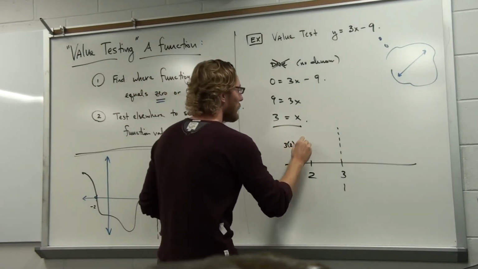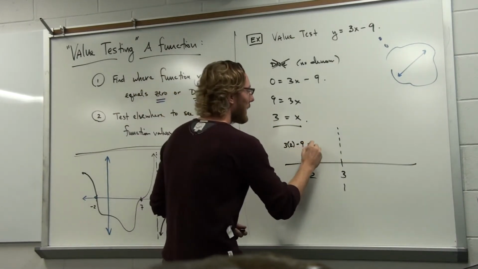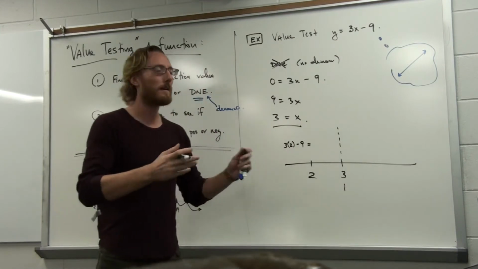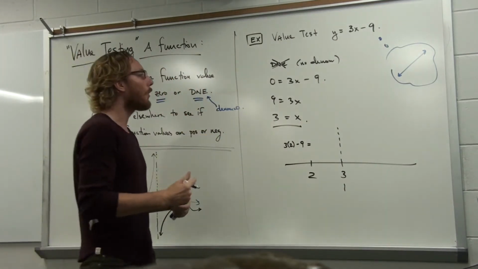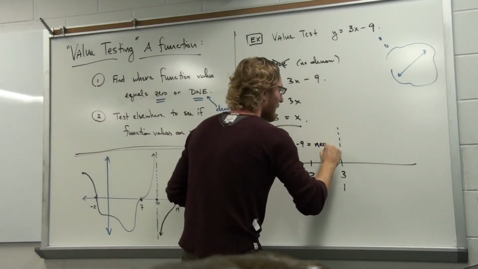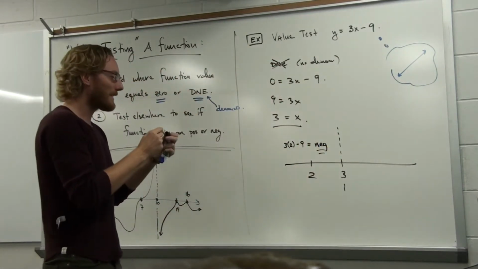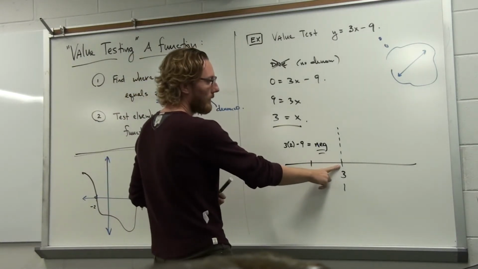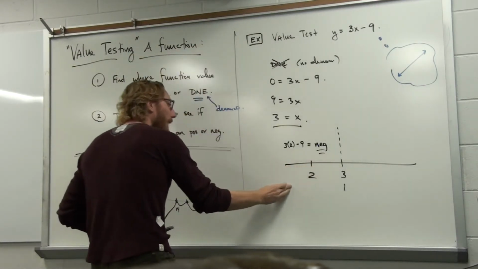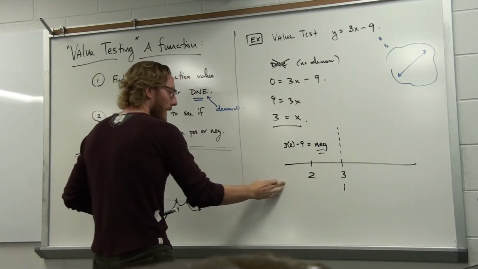3 times 2 minus 9, 6 minus 9. Well, that's minus 3, but I don't even care specifically that the value is minus 3. All I care about is that the function value is negative. Because that's going to tell me now, because we know that the function has a value of 0 at 3, and no other values of 0 along to the left.